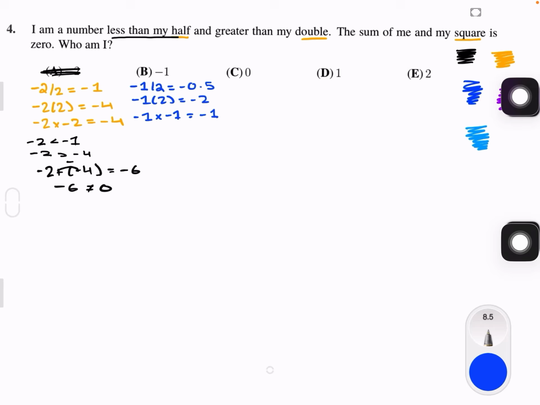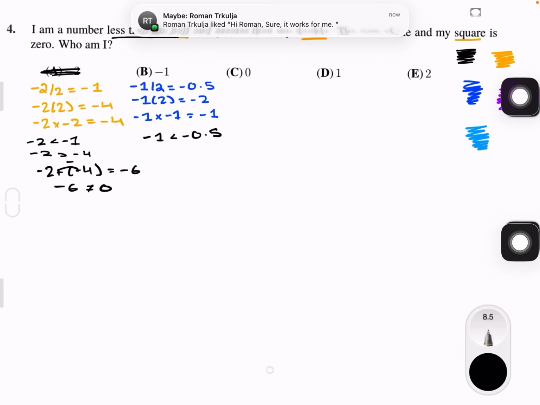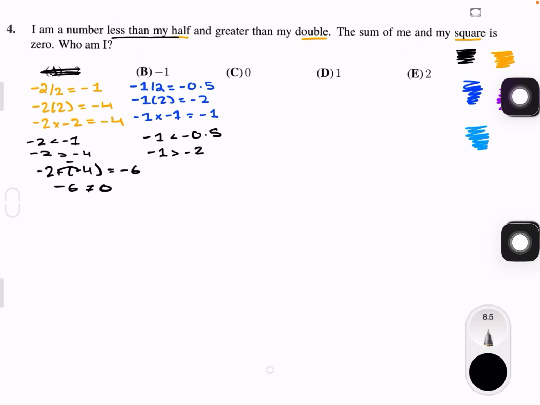So then we can find if they are less or greater. So the number has to be less than its half. So -1 is less than its half, -0.5, because -0.5 is closer to the 0 line. Next, -1 is greater than its double, since -1 is closer to the 0 line. And then the sum of -1 plus its square, so that would be -1 minus 1, which is equal to 0. And the sum is 0. So B should most likely be the answer.